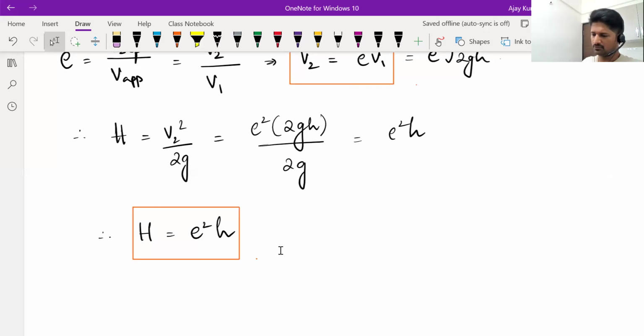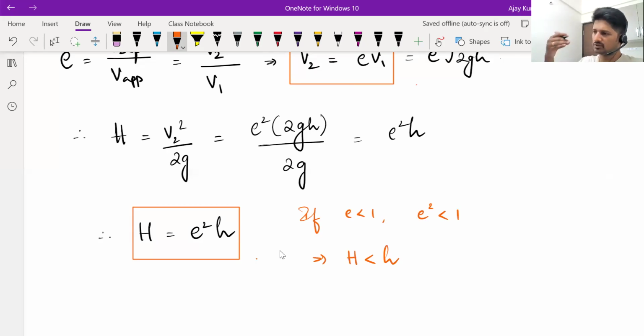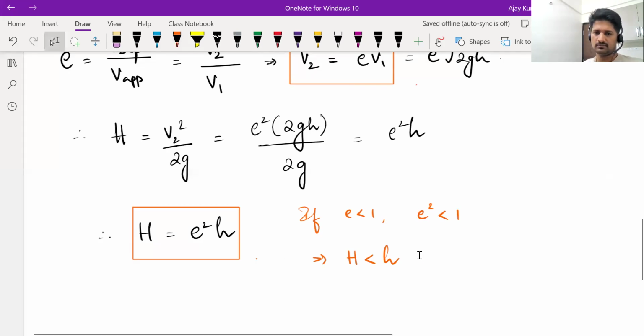So if E is less than 1, E squared is also less than 1. That means capital H will be less than small h. The height to which it bounces will be less than the original height from which it is dropped. It won't rise to that much height. That is what we observe in daily life situations.